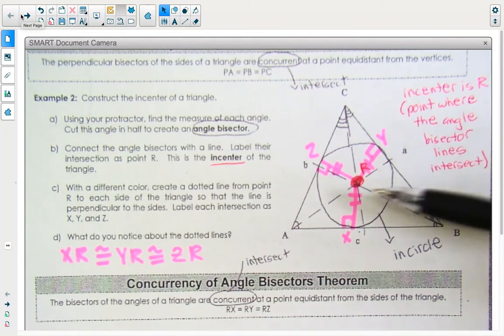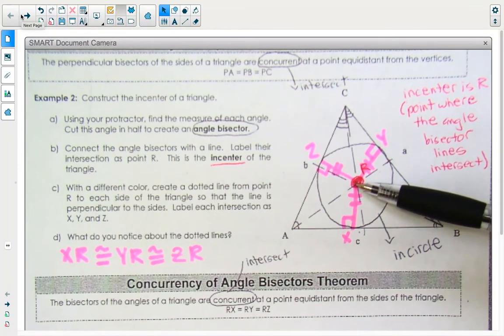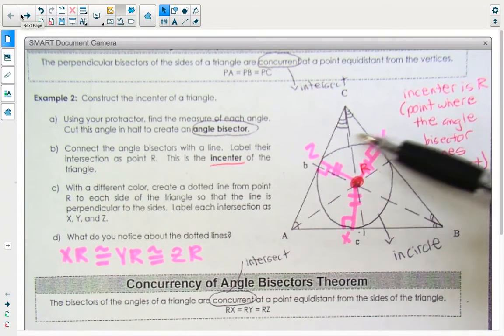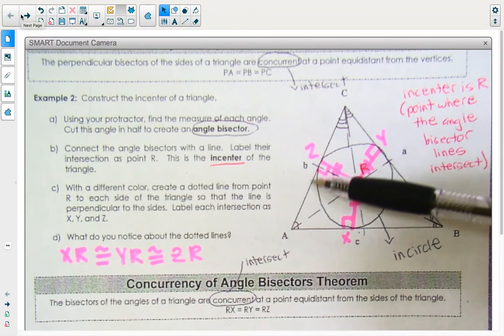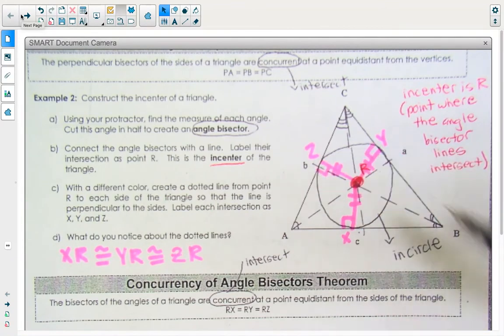So I have my incenter here that's formed from the angle bisectors. All of those intersect at the same spot, and that is my incenter. The circle that's formed, if I were to connect all of those points, that's called the incircle.